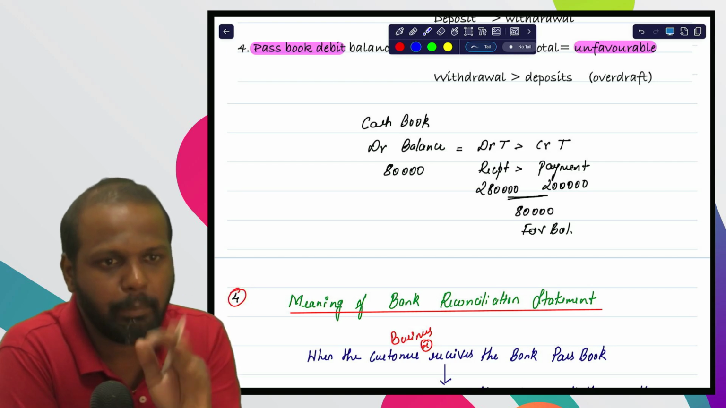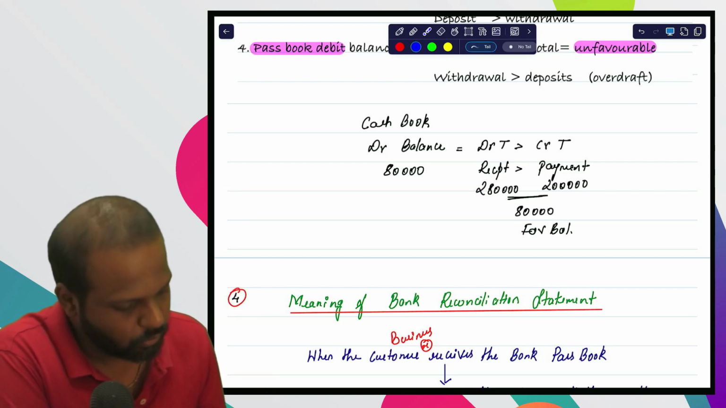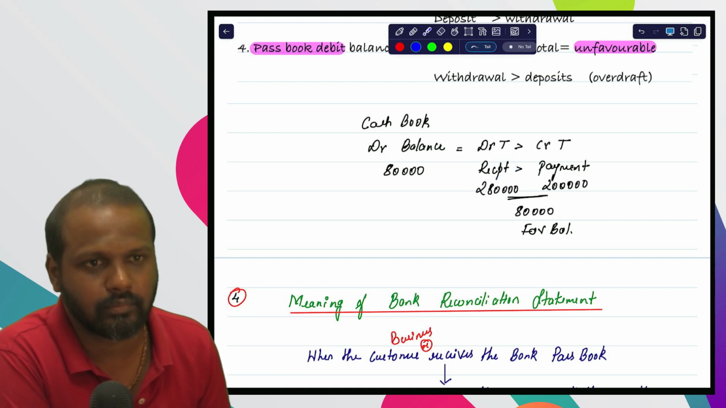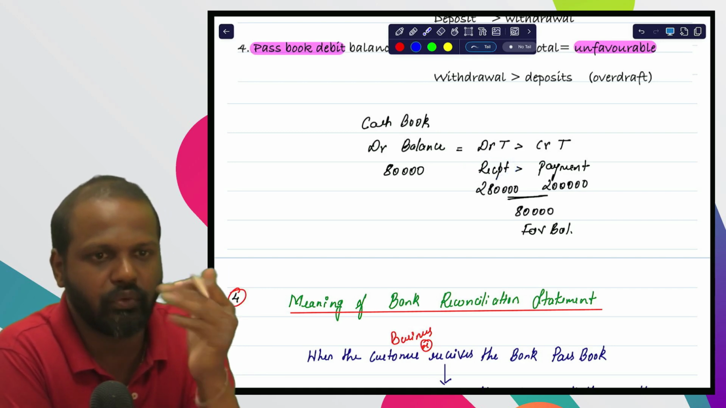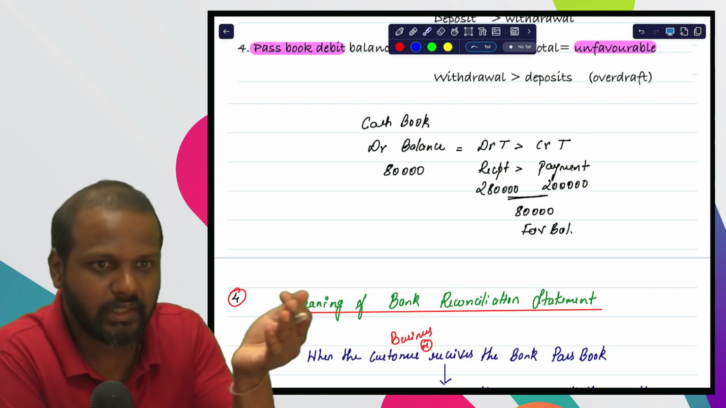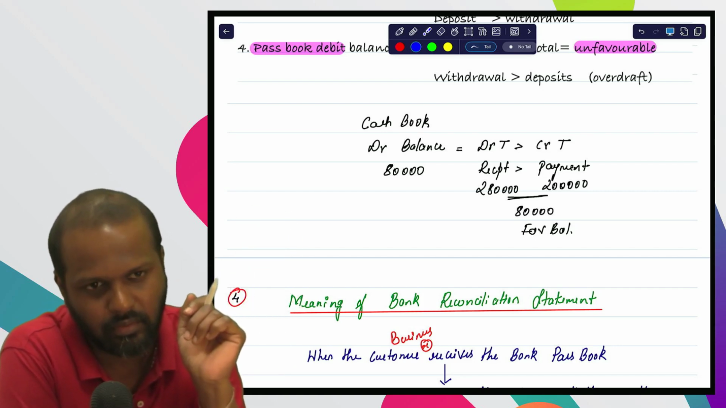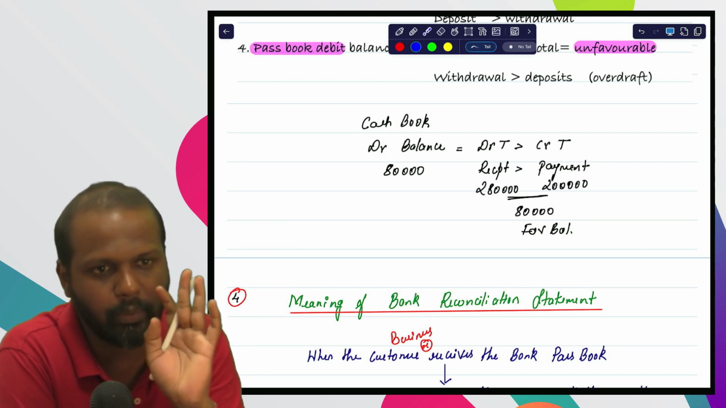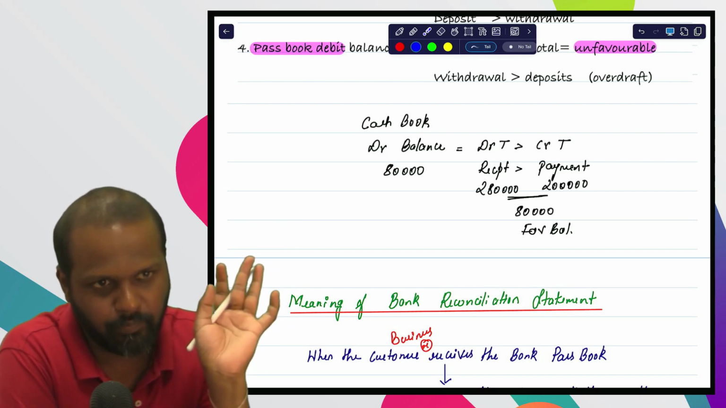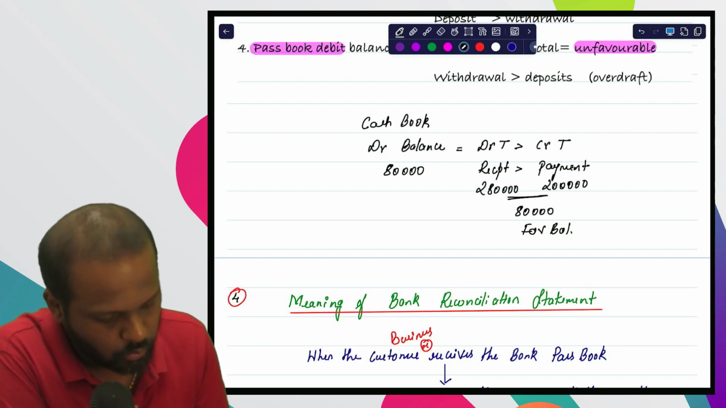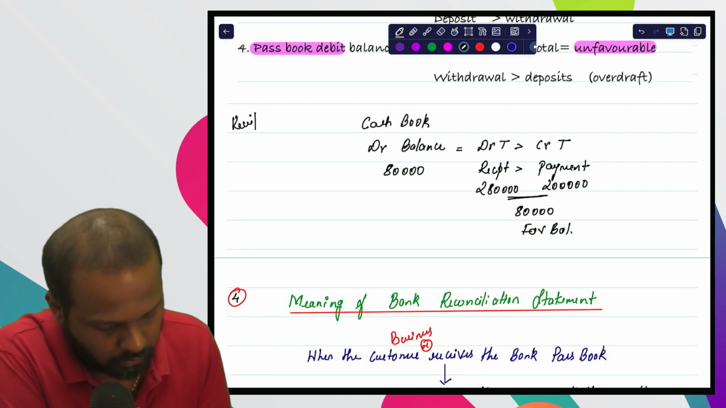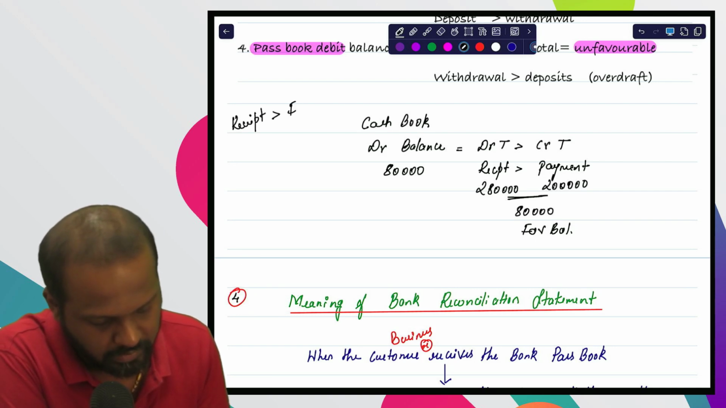Shortcut way, how to remember? Debit balance means debit side is more. Debit is more means what? Receipts are more. If receipts are more, it is favorable. Suppose if payments are more, then it's unfavorable. Simple. Receipts are more, favorable. Payments are more, unfavorable. So how do we remember? If receipts are more, then it will be favorable. If payments are more, then it will be unfavorable.